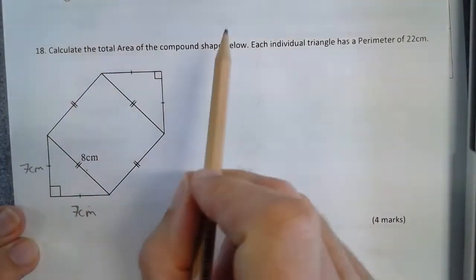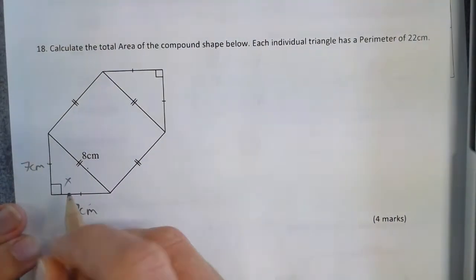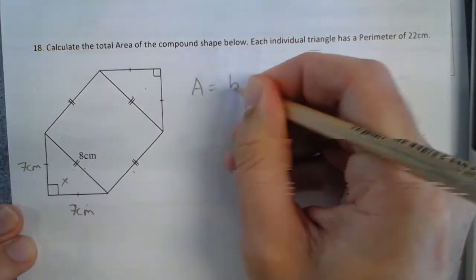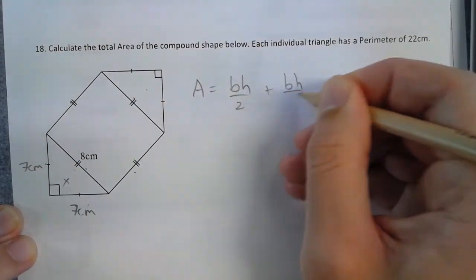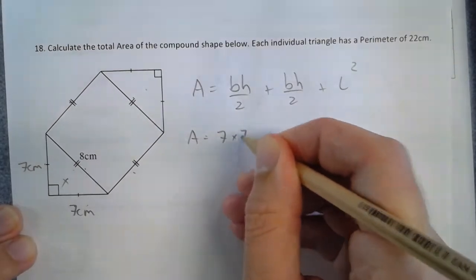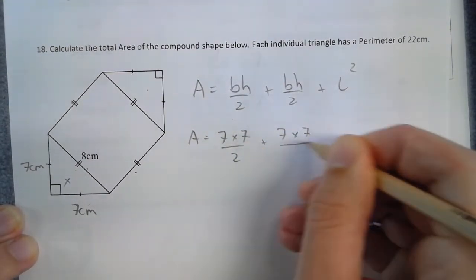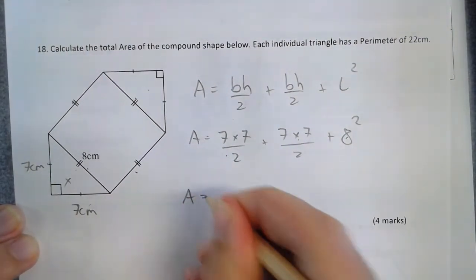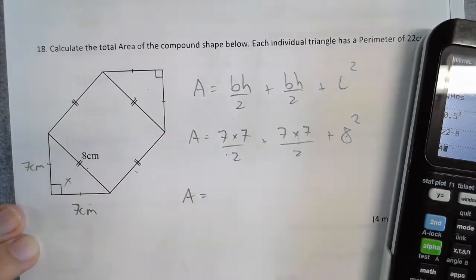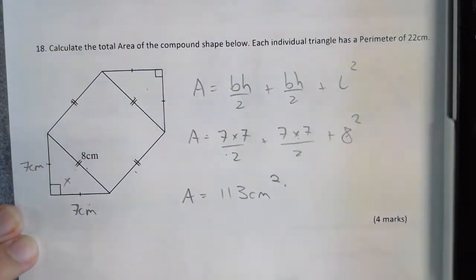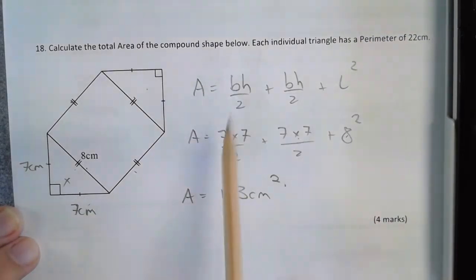Now to calculate the total area, the area is triangle 1 plus triangle 2 plus a square. So triangle 1 is 7 times 7 divided by 2, and that's the same as triangle 2. And the square is 8 times 8. So triangle plus square. You can type that into your calculator in one go. And you get 113 squared centimetres. So again, just worked out what the missing length was for the 1 mark, and then 1, 2, 3 to find the area.